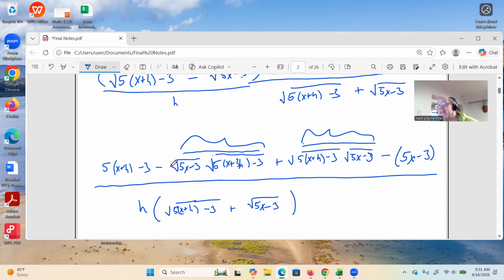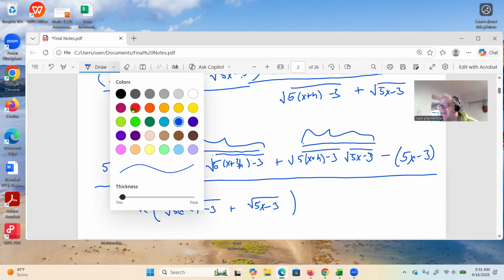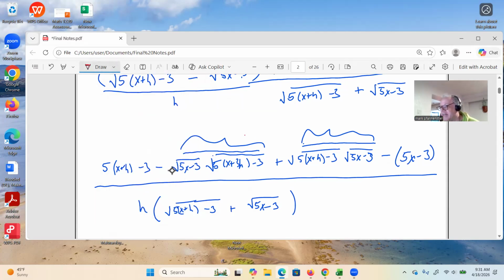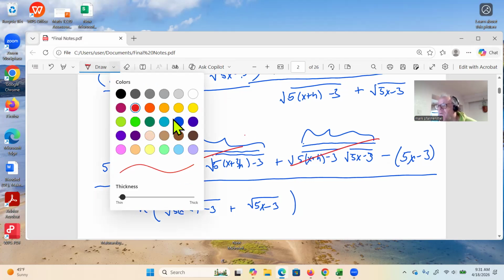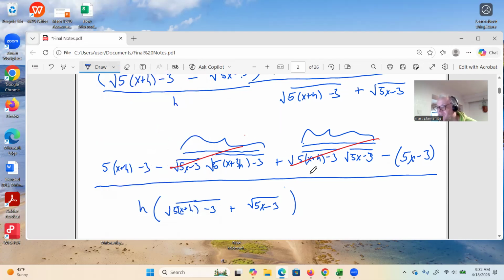Okay, but back to the numerator, because notice we have a minus 5x minus 3 times 5x plus h minus 3, plus 5x plus h minus 3 times 5x. These two are going to cancel out. That's kind of the whole point of multiplying by the conjugate, that these terms go away. They disappear. They cancel each other. That was the whole motivation for multiplying by a conjugate, is those cross terms go away.